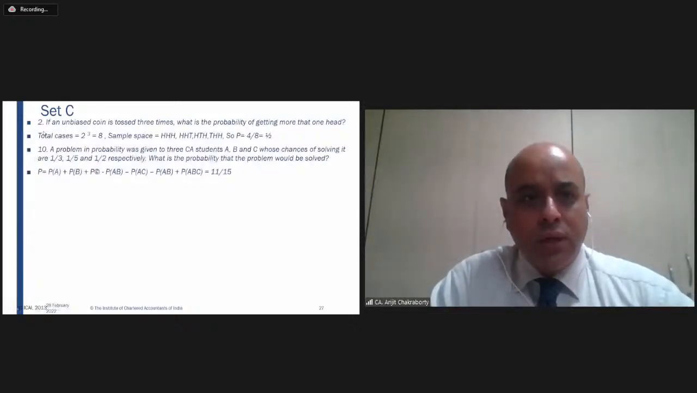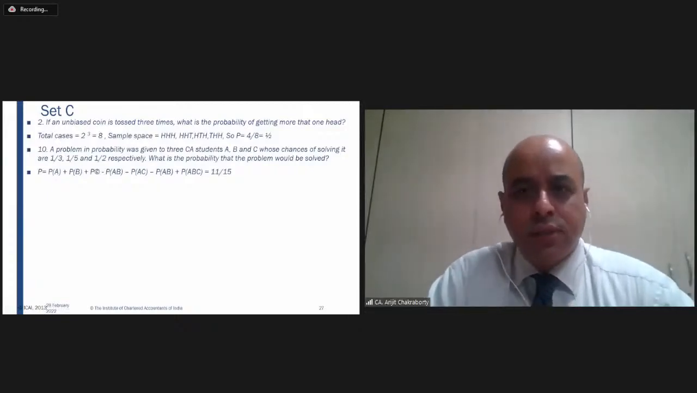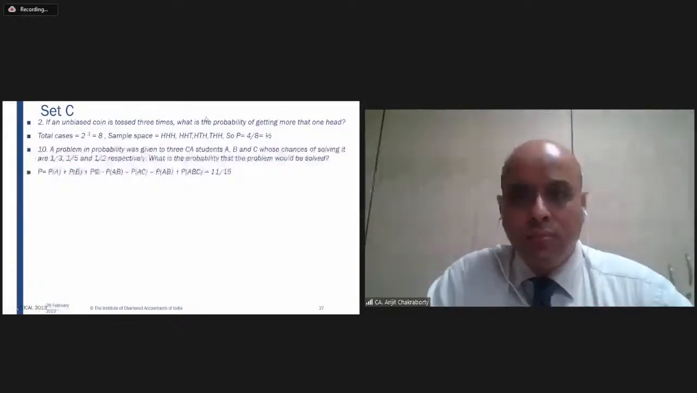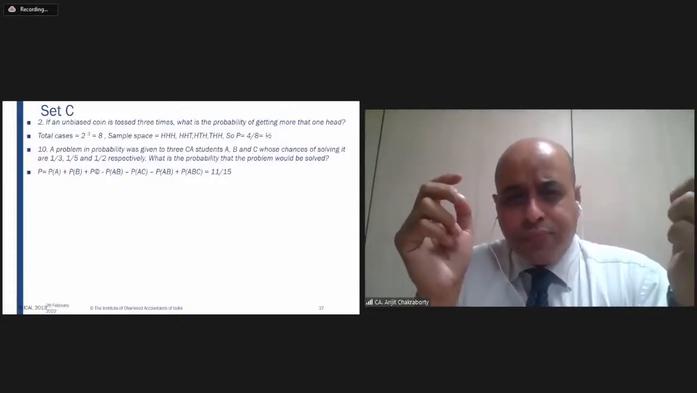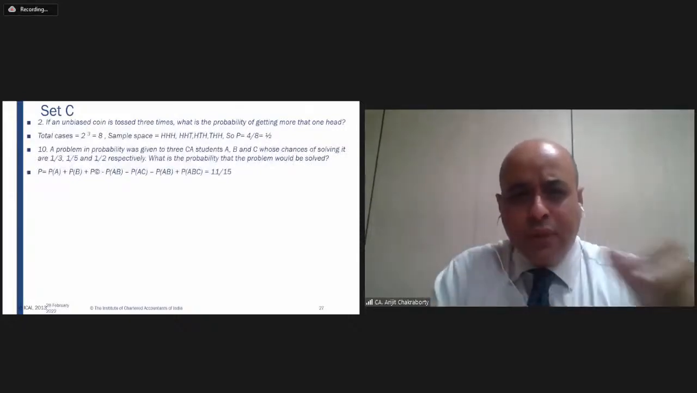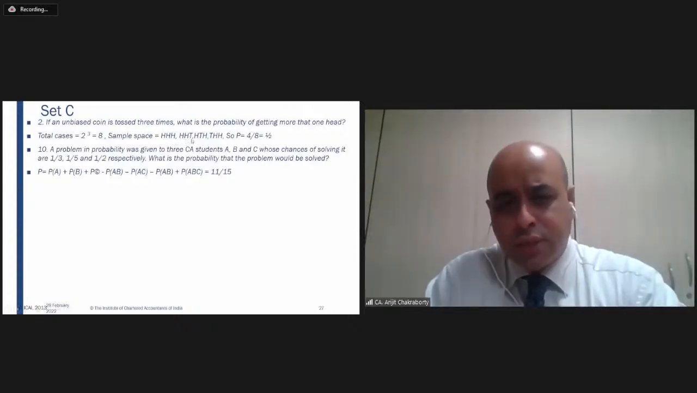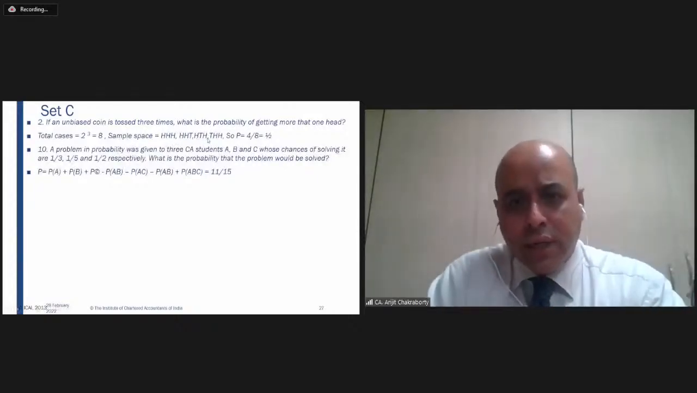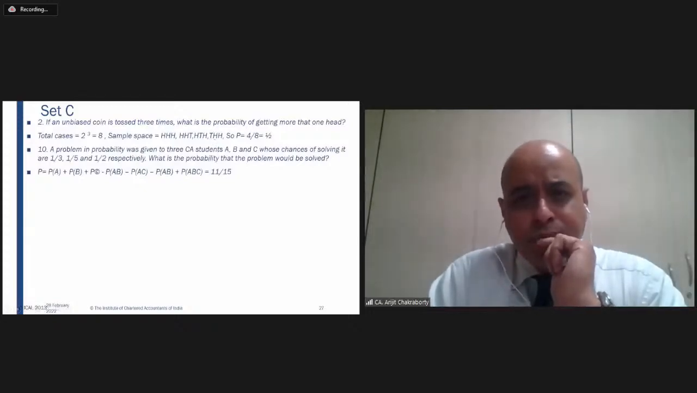So, question number 2: if an unbiased coin is tossed 3 times, what is the probability of getting more than one head? The unbiased coin is tossed 3 times. So the sample space is what? HHH, 3 heads. It can be HHT, it can be HTH, it can be THH. So these are the sample spaces.